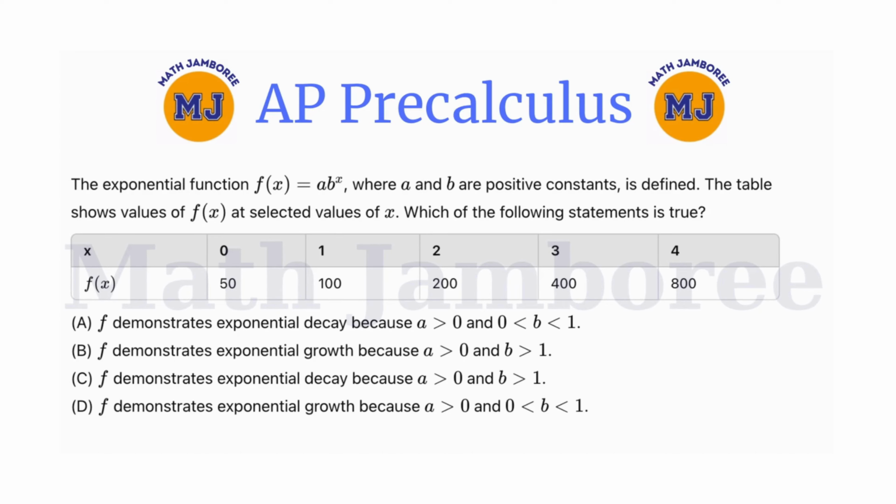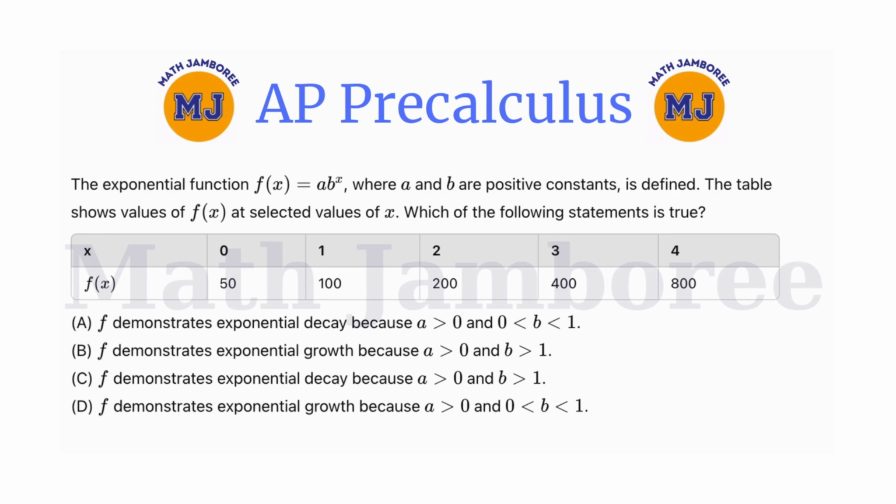In this video, we have another AP Precalculus type of question for you from the topic of exponential function. Let's solve it together. The exponential function f of x equals a times b to the power of x, where a and b are positive constants, is defined. The table shows values of f of x at selected values of x. Which of the following statements is true?